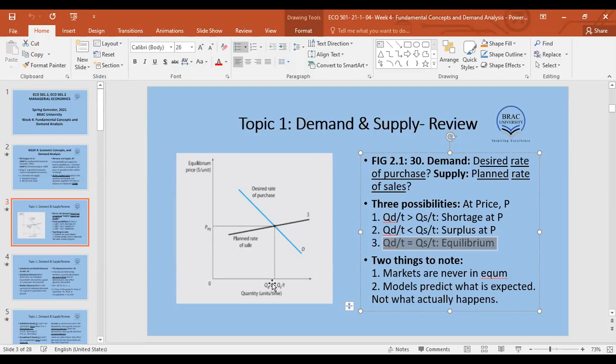Is that clear? Yes, sir. So if we have no surplus, no shortage, then everybody is happy. Okay, and that is the equilibrium. But in reality, equilibrium will never exist. There's always some kind of surplus, some kind of shortage in the market. But we use this concept just as a benchmark.